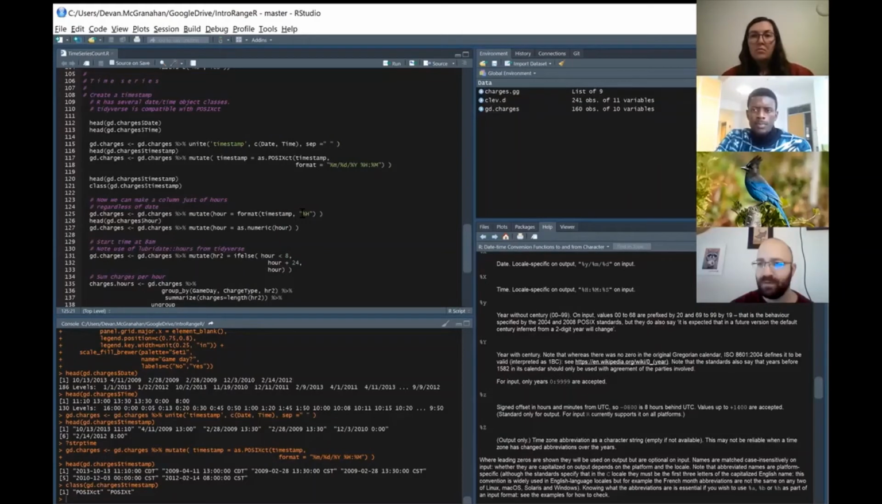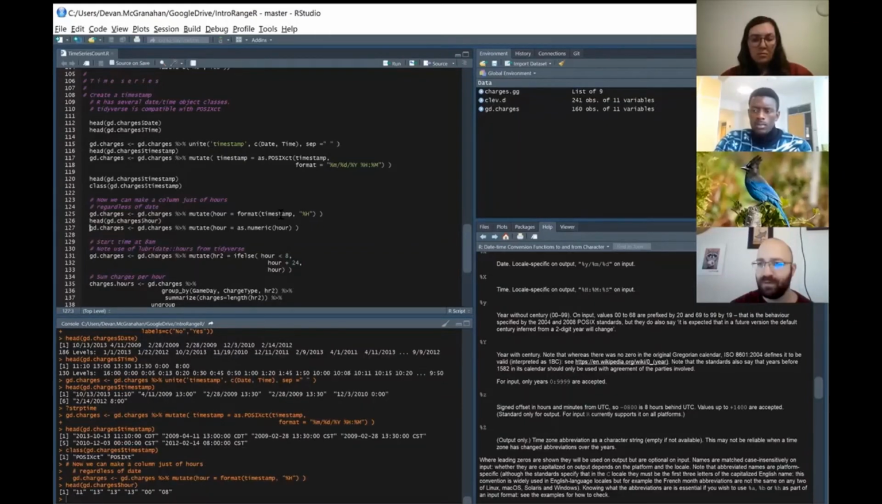So everything is going to be stripped away from it, except for its hour. You can see that it's got the quotes around it. So these are characters. We do want these as numeric values. We want the hour to be sequential through the day. So we'll convert those to numeric.